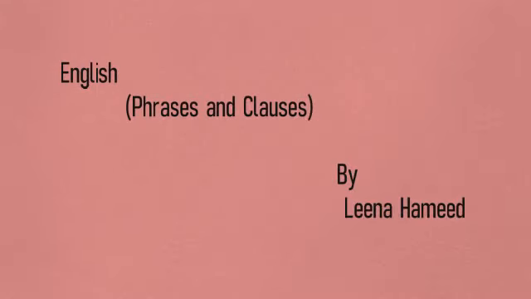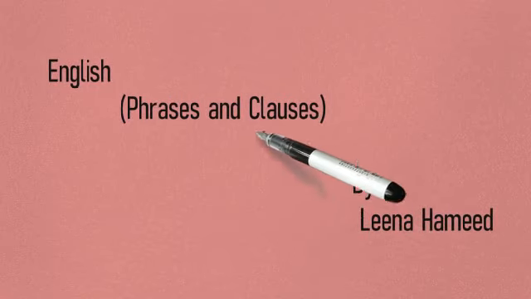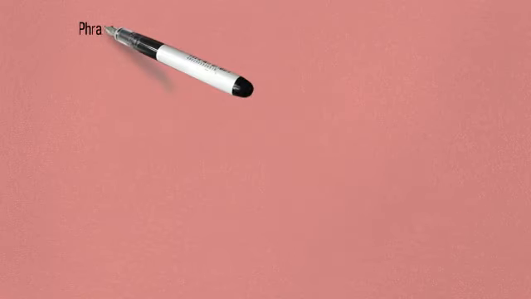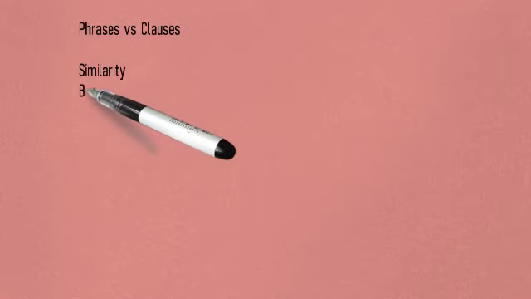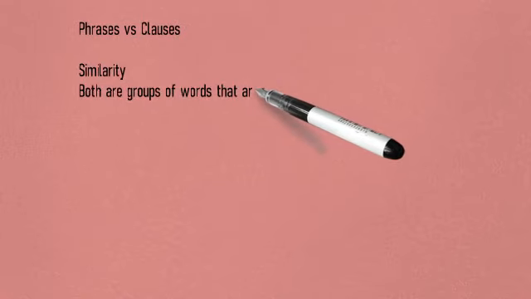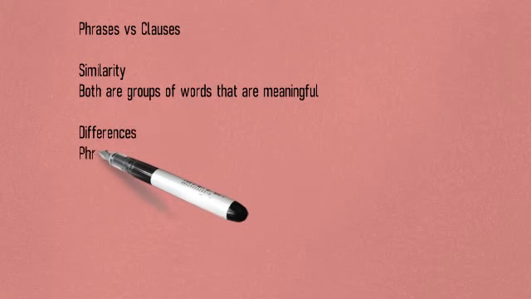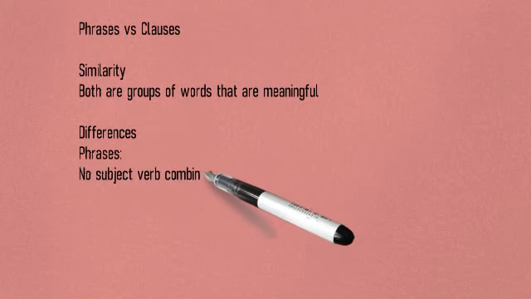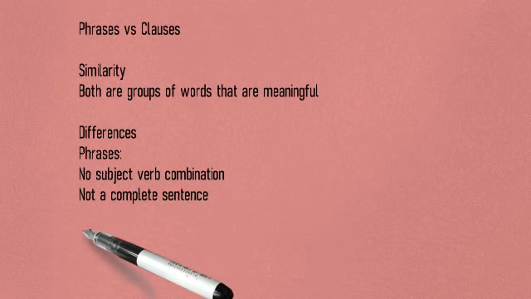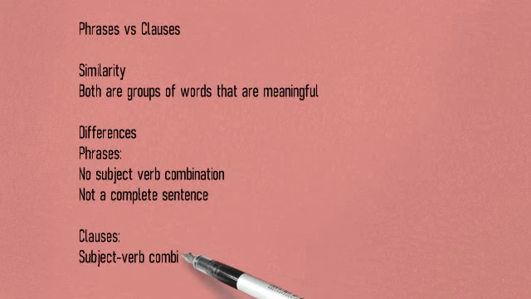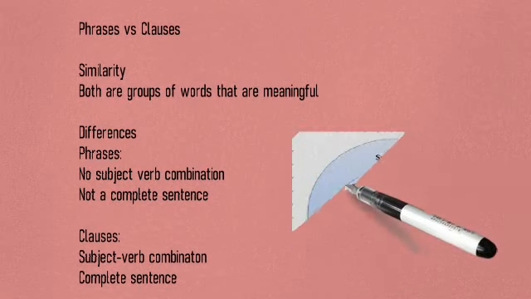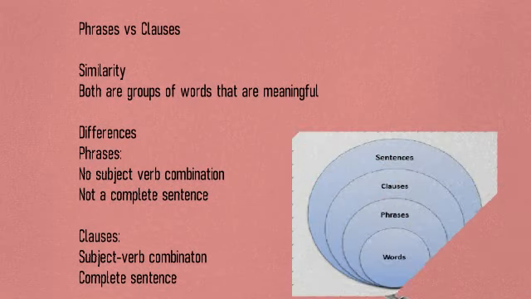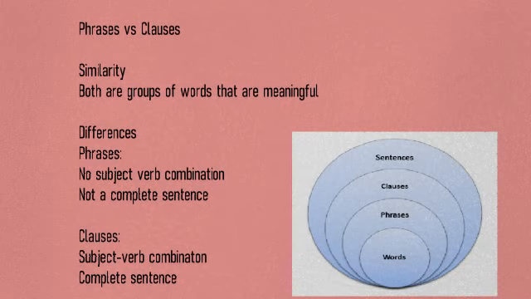So we are going to start our discussion by first seeing what is the similarity between a phrase and a clause. In terms of similarity, both are groups of words that have a meaning. If I talk about differences, a phrase is not a complete sentence and there is no subject-verb combination, which I will discuss by giving you some examples. And in terms of clauses, there is a subject-verb combination and it is a complete sentence.